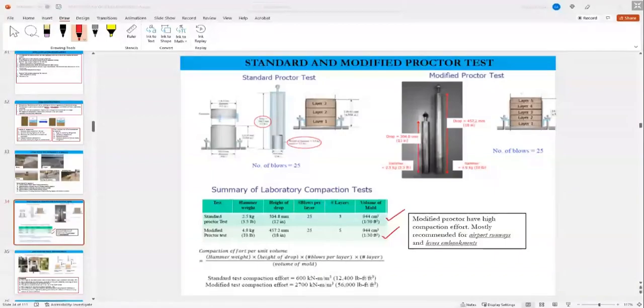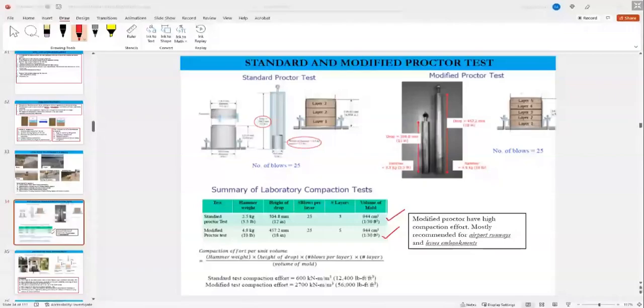Honestly, sir, I haven't heard the question again. The breaking is very bad right now. Okay, what I'm saying is this: if I want to build in a residential area, and if I want to build at JKIA, which one do you think I'm going to use modified, and which one am I going to use standard? Go ahead.